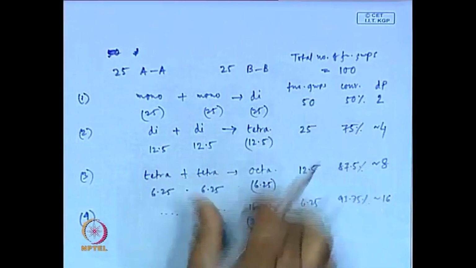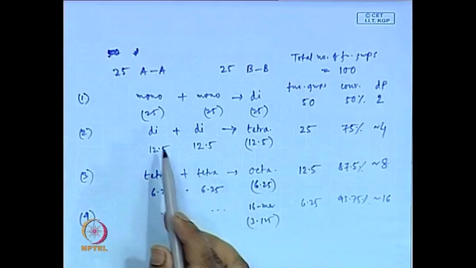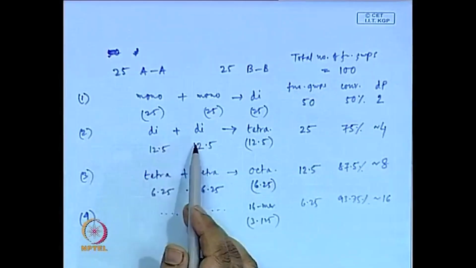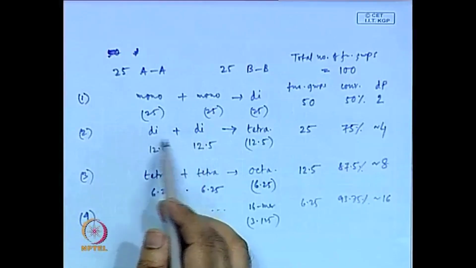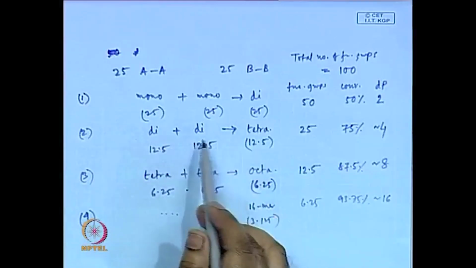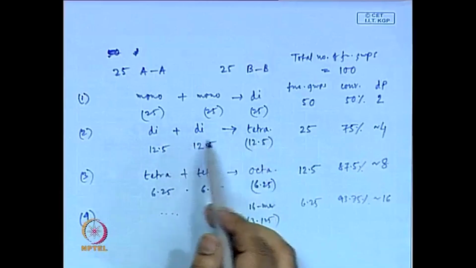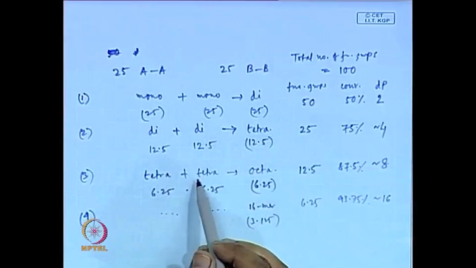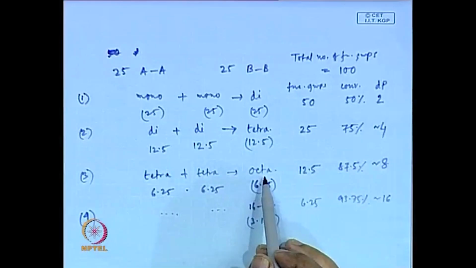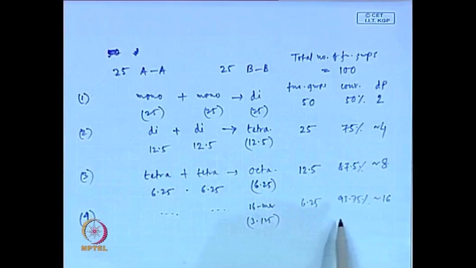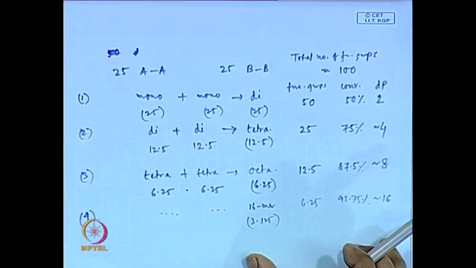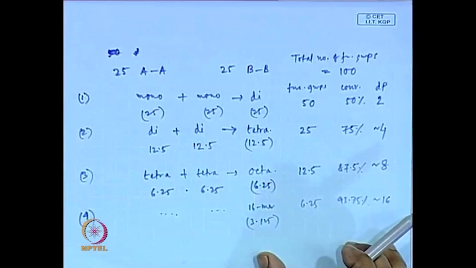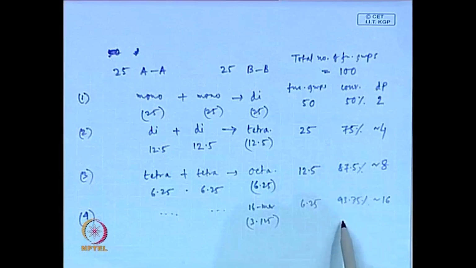So, what I am trying to make you understand, following this simple process where we are just considering the maximum possible sizes: dimer reacting with dimer gives you tetramer, tetramer reacting with tetramer gives you octamer, octamer reacting with octamer gives you 16-mer. In this case you can see how the degree of polymerization, which relates to the size of the polymer chain or polymer molecules, varies with conversion.